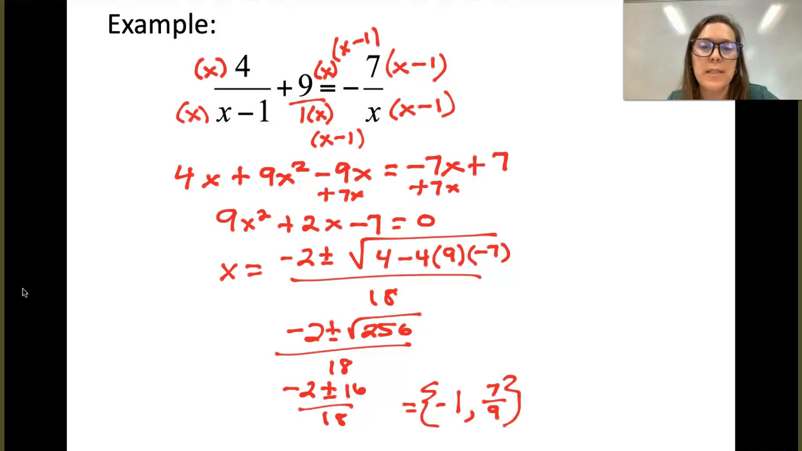So there are 2 solutions. Do any of those make 0 in my original denominators? No. So I am all done.